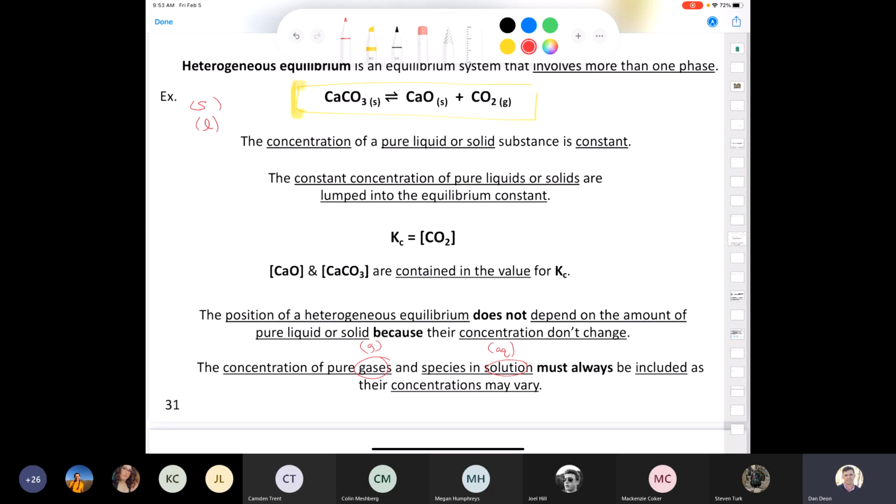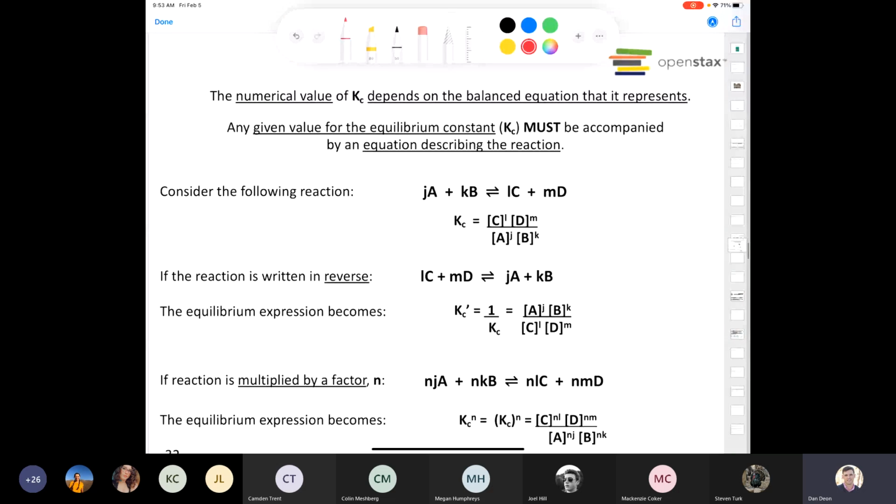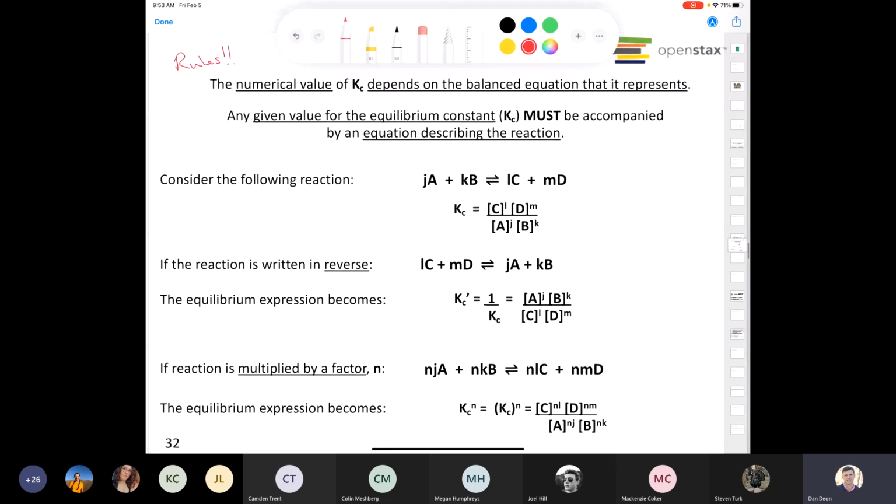All right, well, let's talk about manipulating the equilibrium expression formula. If I want to just tell you the God's honest truth, this slide is really just some rules that you have to have memorized. You have to commit these to memory. I will not give you these on an exam. You just have to know how to manipulate K if an equation is manipulated.